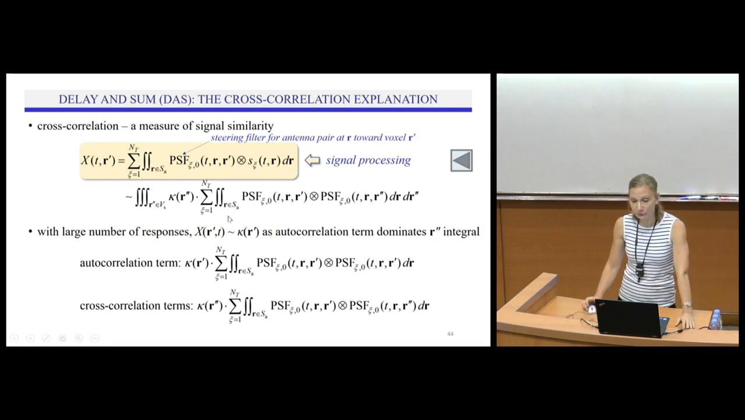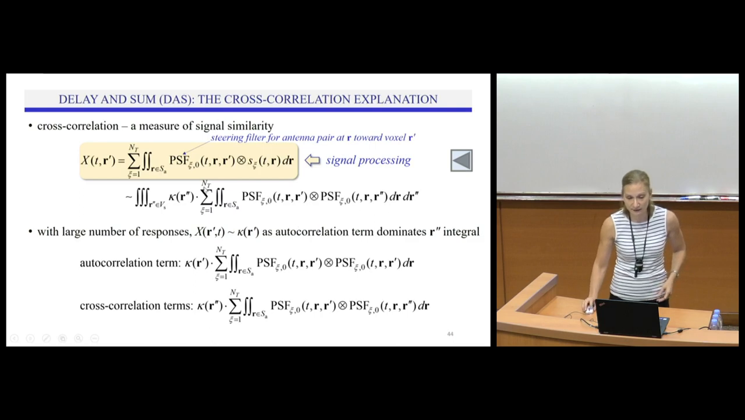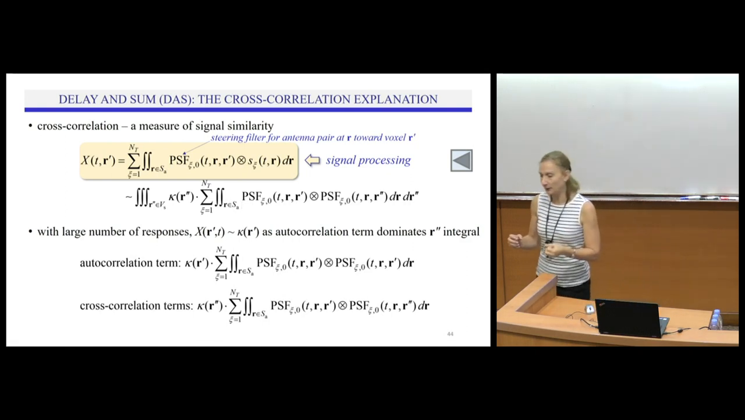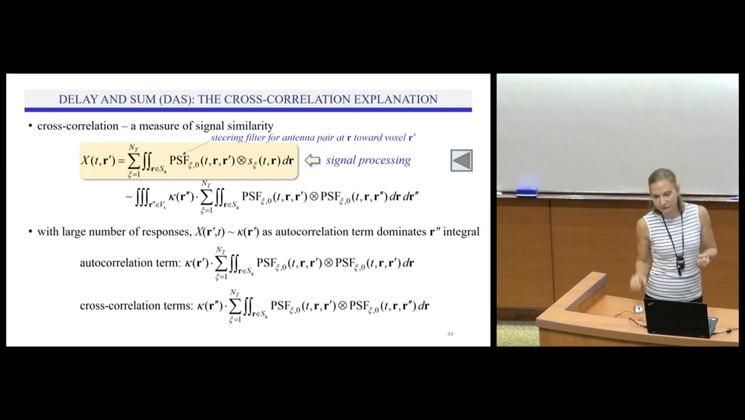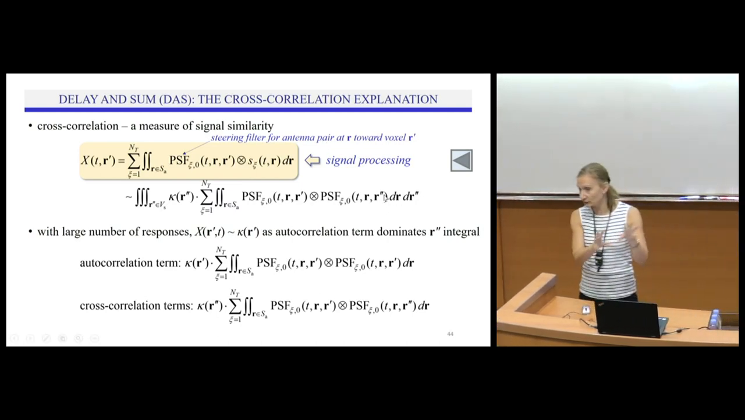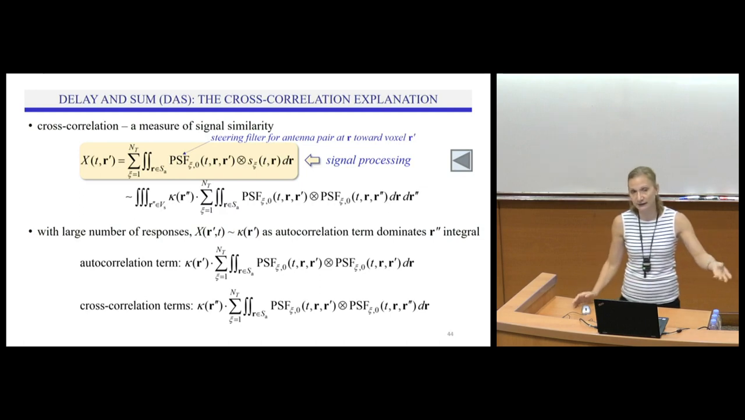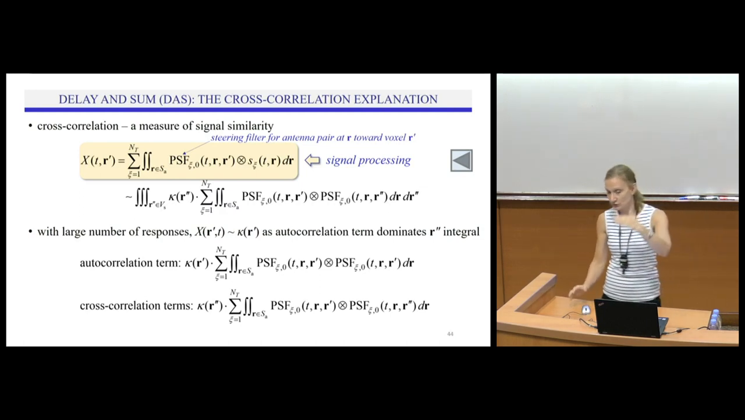Now, why is this operation leading to an image which is proportional to the contrast kappa? Well, it is because if you plug in the forward model for S into the equation, you will see that kappa at a given position is actually multiplied by an autocorrelation term which dominates this integral right here. In other words, when the PSFs are exactly at the position of your scatterer, you're going to get a huge coefficient here. But when the PSFs are pointed to a different point, r prime, which has nothing to do with the location of your scatterer, then you're talking about a cross-correlation term, which is very small.